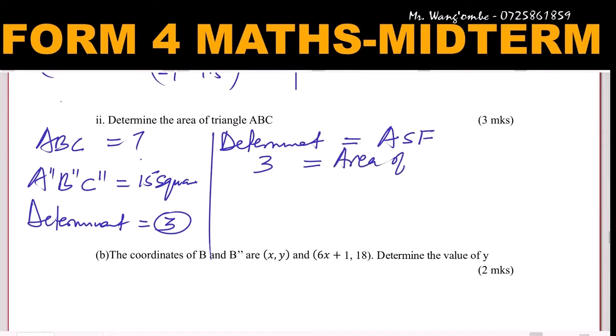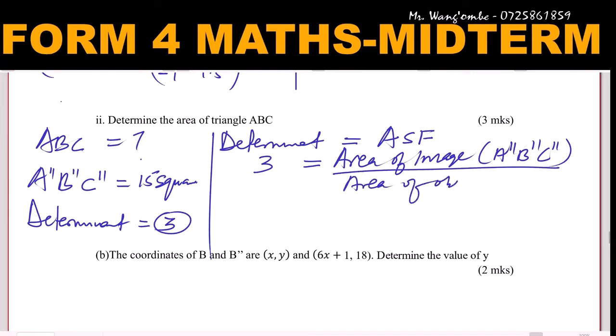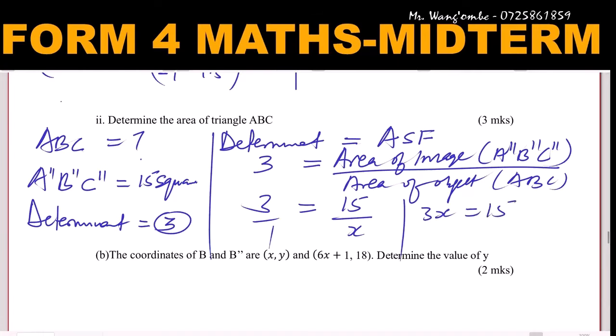So the determinant, which is 3, is equal to the area scale factor. How do you get area scale factor? You get the area of the image, and the image here is A double prime, B double prime, C double prime, over the area of the object, the object is ABC, that is what you are getting. So 3 is equal to the area of the image, given as 15, over the object, which you can let be x. When you work this out, you get 3x is equal to 15, x is equal to 5 square units. And this 5 represents the area of triangle ABC. That is all for that part.